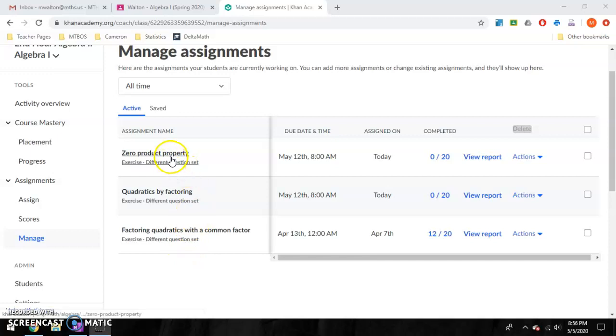We have one on the zero product property. That is what we've been using to solve quadratics by factoring. And then we do have a general exercise on quadratics by factoring that kind of builds off some of the things that we did in Delta Math. So I'm going to go ahead and start with the first one, zero product property.